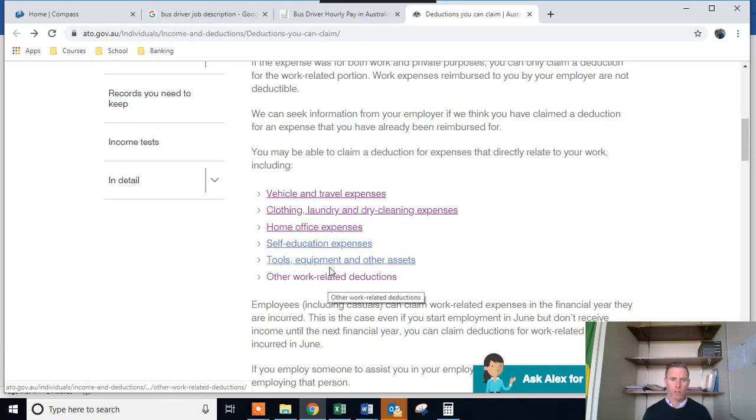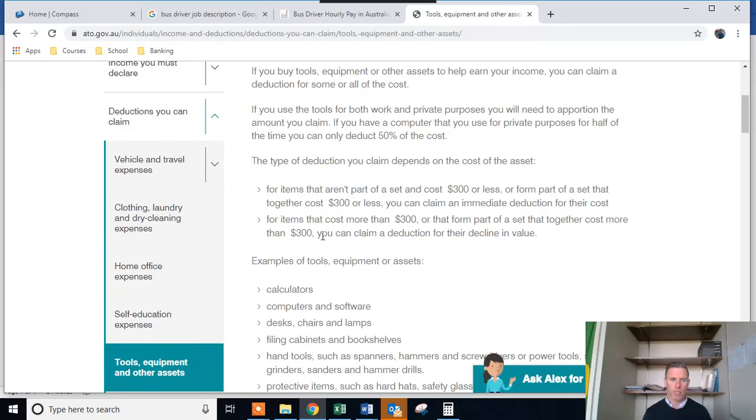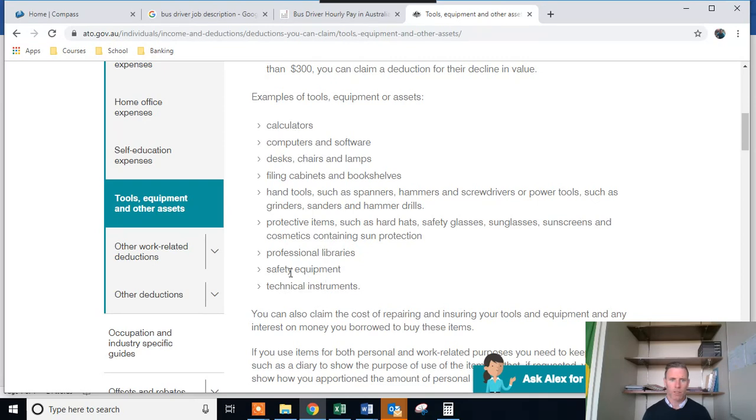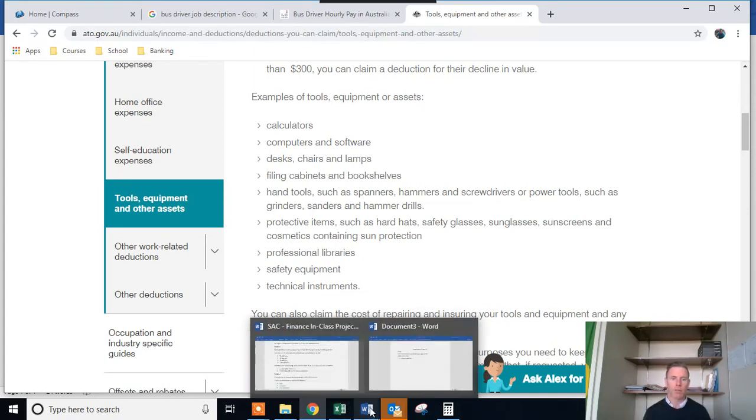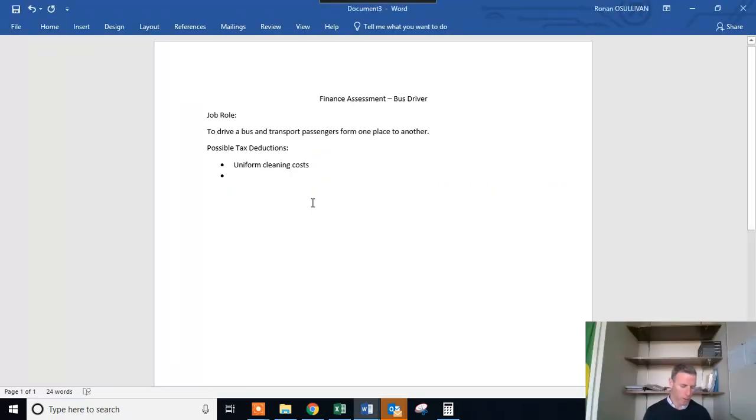other work related, so equipment, tools, equipment, and other assets. Calculators, safety equipment, right? So I'm allowed to claim things like a hard hat, safety glasses, sunglasses, sunscreen, and cosmetics. Because I drive the bus and the sun comes into my eyes, and it's obviously for the safety of passengers, I'm going to claim sunglasses. And then also I'm going to claim a sun hat, again to protect my eyes from the sun as I drive the bus. There are three things I could claim.